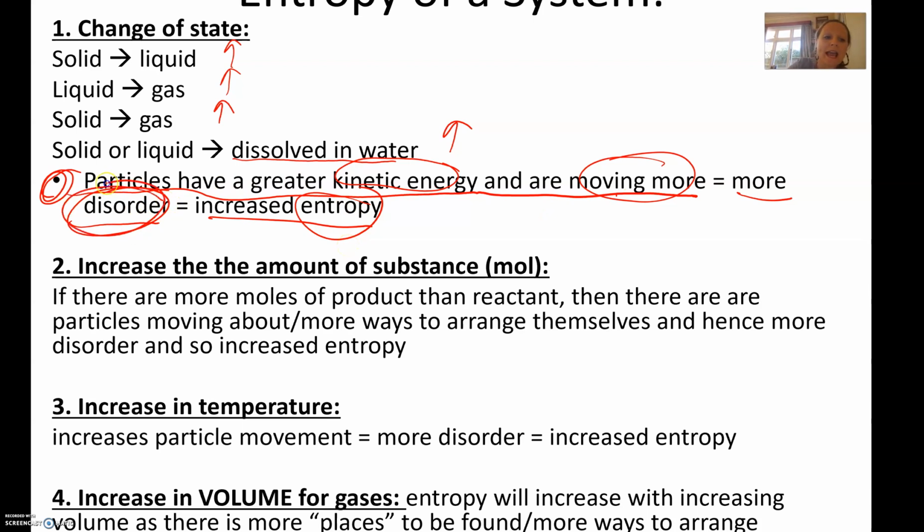You absolutely have to have this word disorder in your answer to get full marks. You'll see me do loads of examples in the next video, so don't stress too much. You just need to understand at this point.